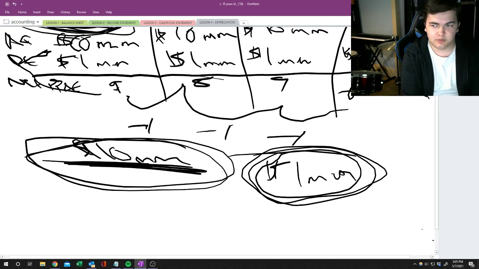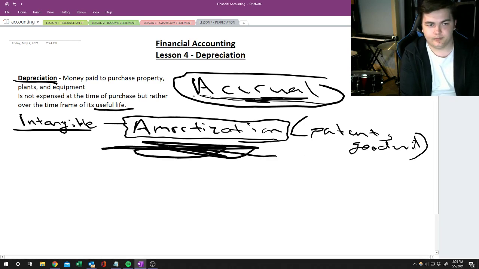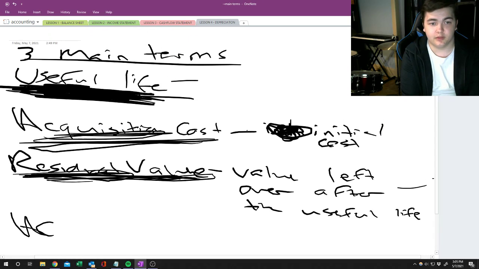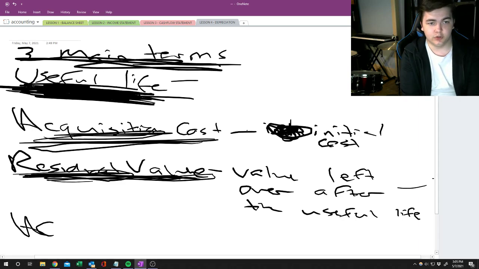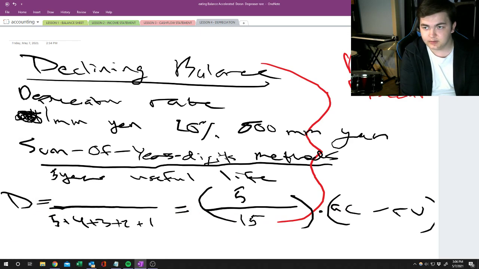So yeah, I think this is a much quicker lesson than normal. Basically, we just went over what depreciation is, what amortization is. Then we went over the three main terms: useful life, acquisition cost, and residual value. And then we went over the methods. So production units, which takes into account operating volume, straight line, which is the fixed rate, declining balance, which is the actual percentage rate, kind of like exponential decay, or rather, early accelerated depreciation. It's a more accurate way to put it.